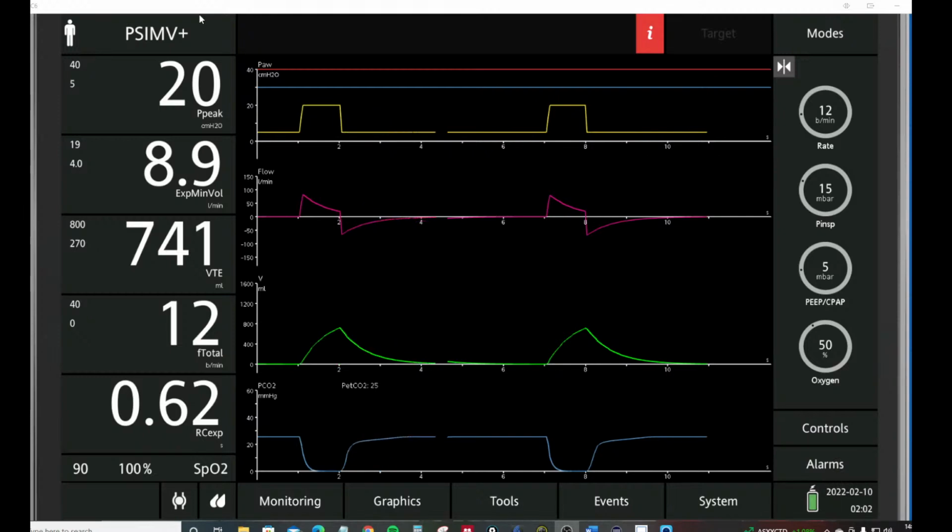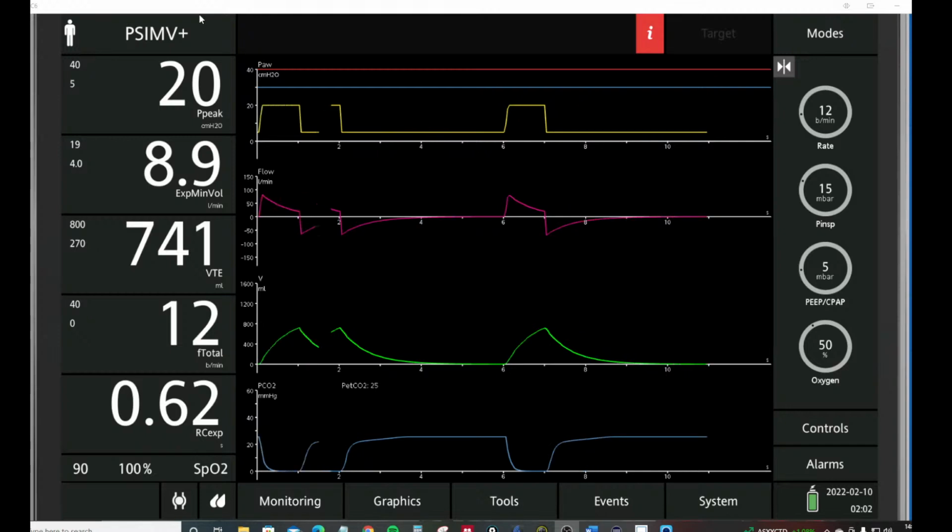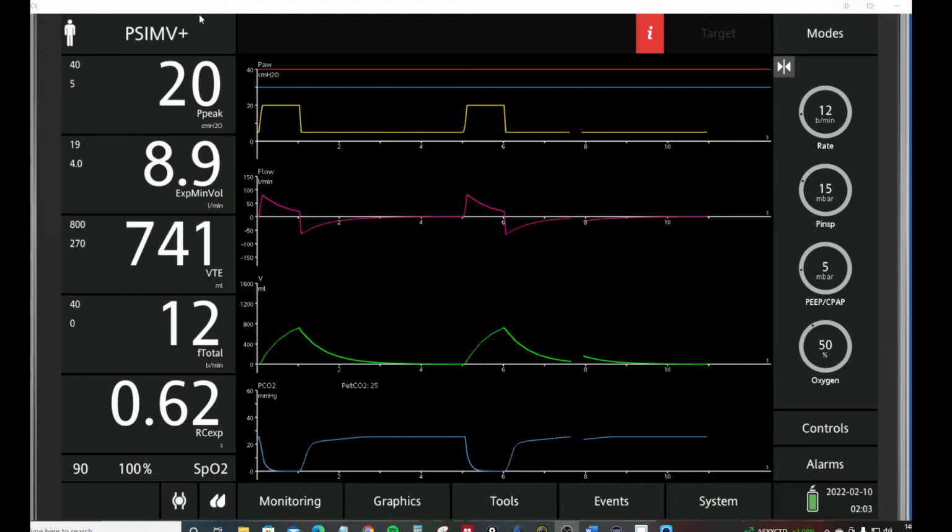Volume controlled ventilation. Sorry, a message just popped up there that threw me. Volume controlled ventilation or pressure controlled ventilation. So this mode is PSIMV. So this is a pressure controlled mode of ventilation, and we'll talk about volume controlled in a moment.